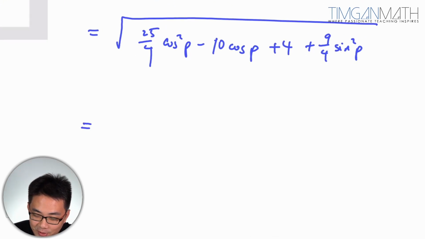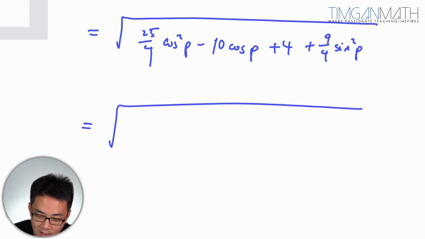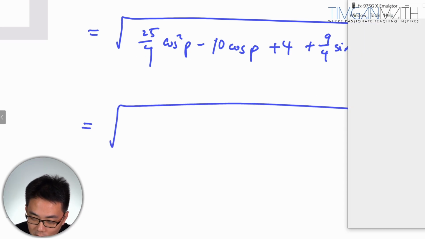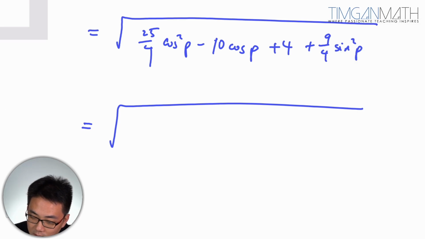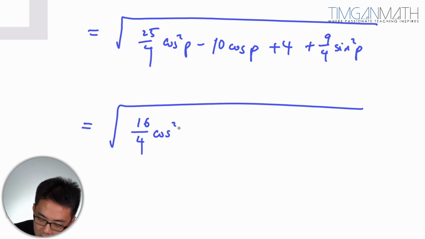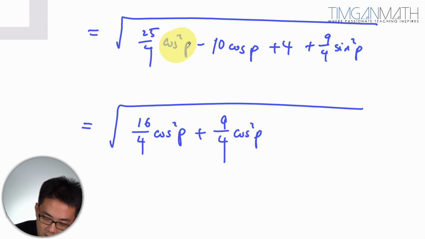I would suggest we just get 9 over 4 out from here to get the 1 out. So I'm just gonna take, let's say, 9 over 4. 25 minus 9 will just be 16. So 16 over 4 cosine square p plus 9 over 4 cosine square p. So I split this up. This over here, 25 plus 9 is 16, right?